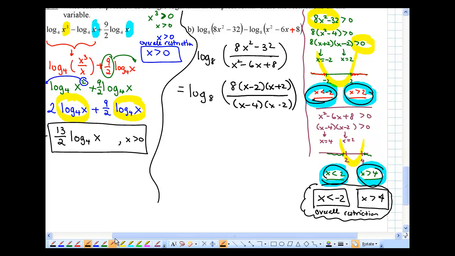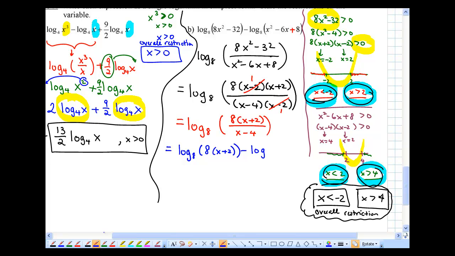So I hope you can see that something cancels, or divides out, I should say. And we have log base 8, with an 8 and an x plus 2 on the top, and an x minus 4 on the bottom. Once again, we need to simplify this. I see some multiplication and some division. Well, let's do the division part first. So that's log base 8 of 8 times x plus 2, and I'm going to subtract from that log base 8 of x minus 4.